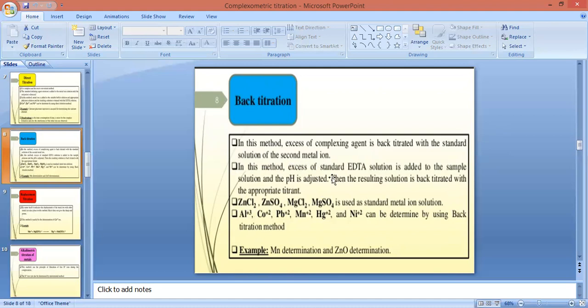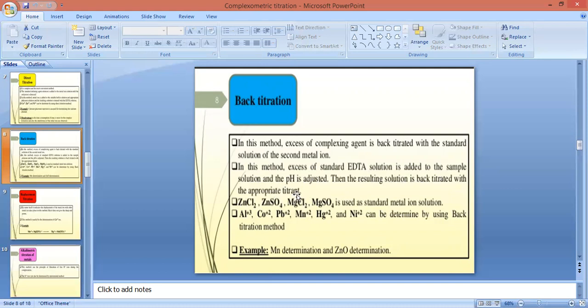So in this method, excess of standard EDTA solution is added to the sample solution. The pH is adjusted to 10. Then, after maintaining the pH, a complex between the metal ion and EDTA will form, and the resulting solution, that is the unreacted part of EDTA, is back titrated with the appropriate titrant. Depending upon the nature of the analyte, the appropriate titrant is selected.